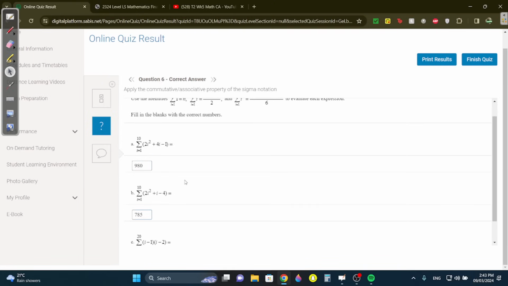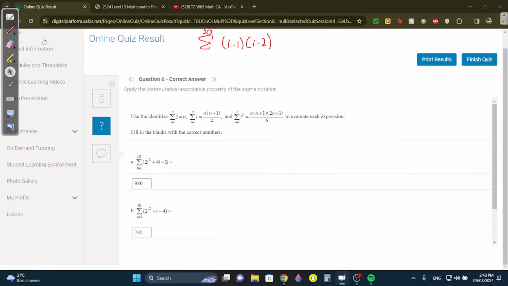Question part C. I'll write it up here. Sigma 20 of I minus 1, I minus 2. Okay, this one maybe some people might get confused. Whenever you have a sigma of a product, expand the whole product, because you want it to look like part A and part B. This is the factored form, and I don't want to solve using the factored form. I want you to expand it. This is the way I do it. I'm not sure if there's a different way. Maybe there might be, but this is the way I like doing it.